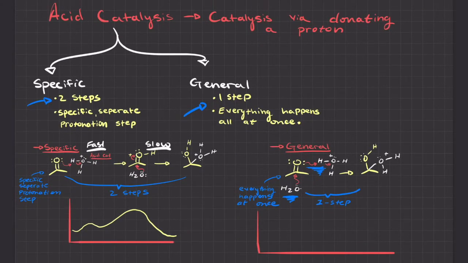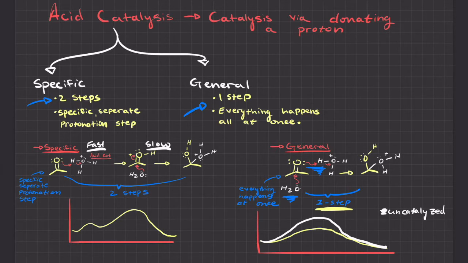Okay, let's look at general acid catalysis. Since it's only one step, it's only going to be one hill. Now, in comparison, I'm going to draw the white one here as the uncatalyzed version. So I'll write uncatalyzed for white, and then yellow is the general acid catalysis version. It's just one hill, just like our original version, but that hill is smaller than the white hill. Okay, so we stabilize our transition state in this one.